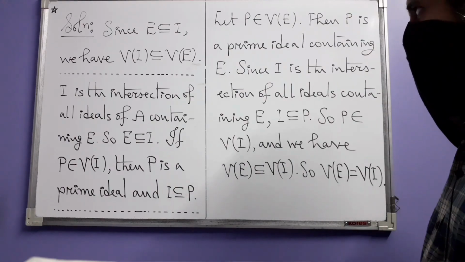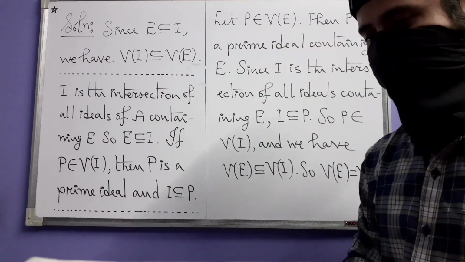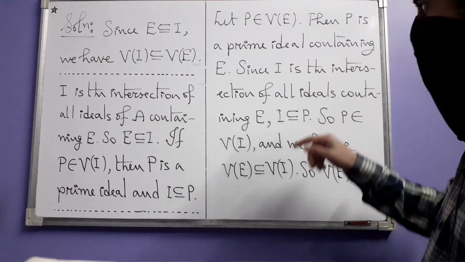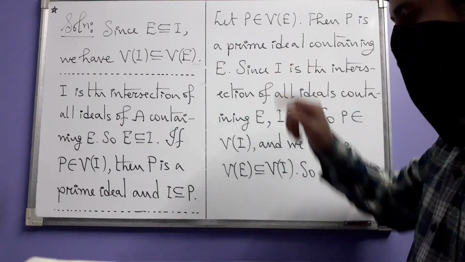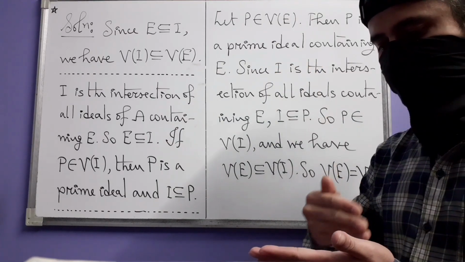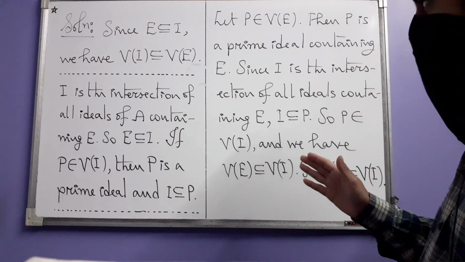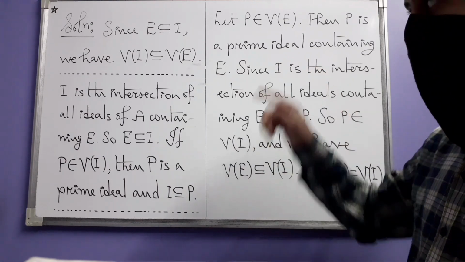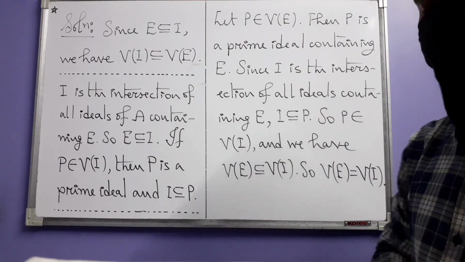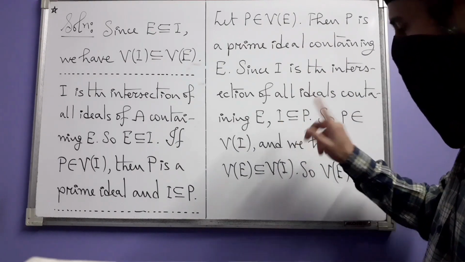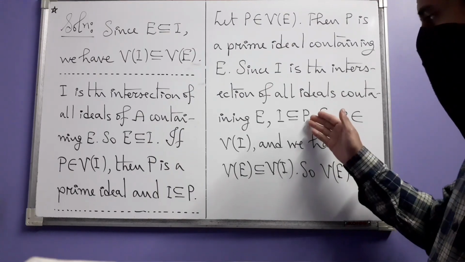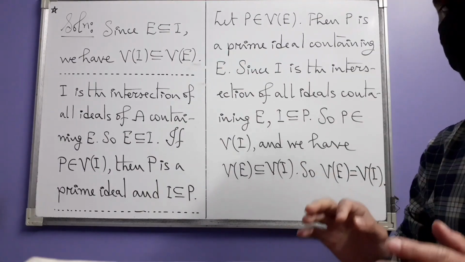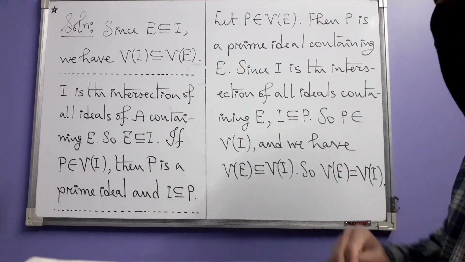Why? Because P is a prime ideal containing E. That means P is after all also an ideal which contains E inside of it. So the intersection that you consider, which is I, in that intersection you are considering those ideals which are containing E inside of them. And P is one such set in that intersection. So obviously the intersection would be a subset of P. But then what does that make P? It makes P an ideal, and not just that, a prime ideal which contains I inside of it.